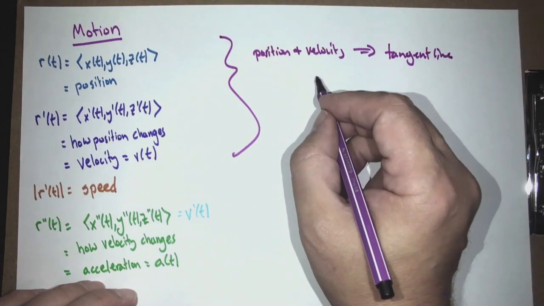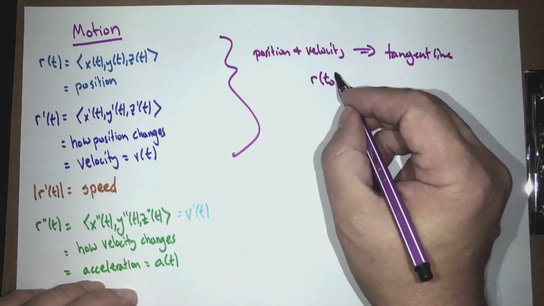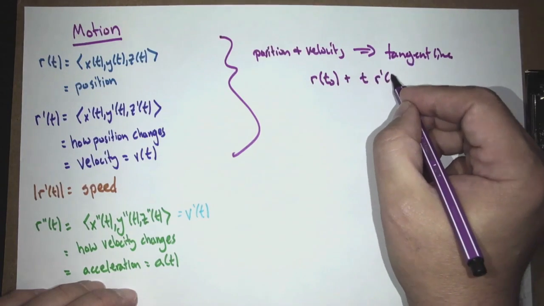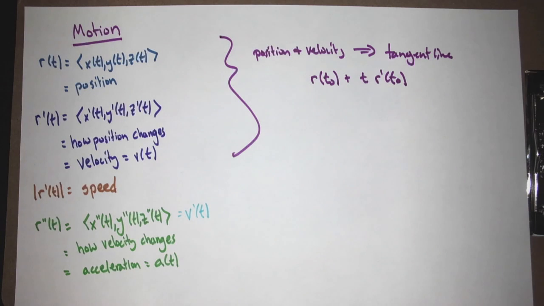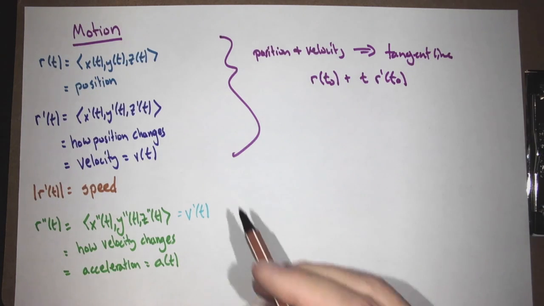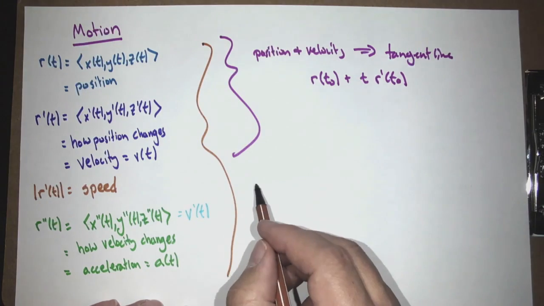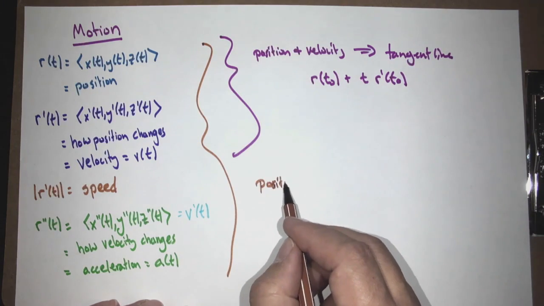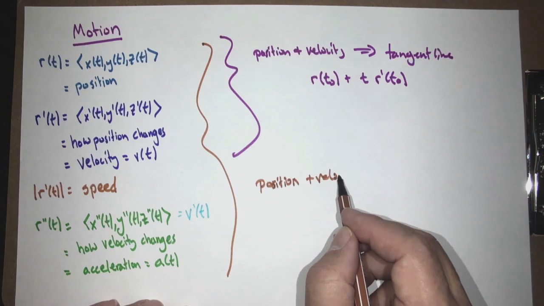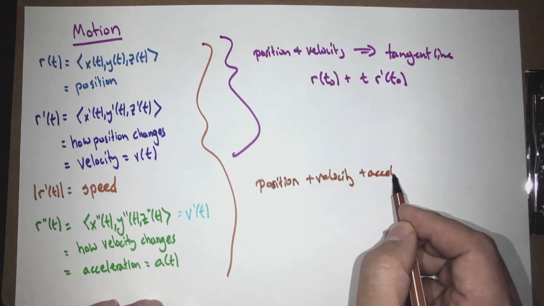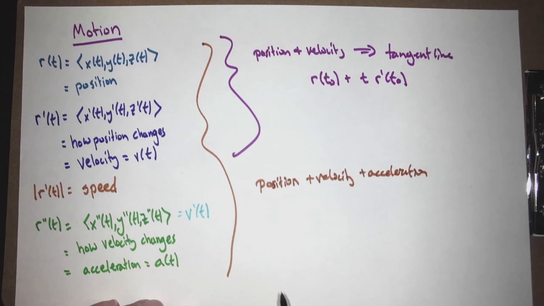And okay, so that's the r of some initial time plus t r prime of some initial time. Okay, so we can do that. But you might say, can we go further? Well, yeah, sure, we can do that. Here we go. We can actually combine all three ideas. We can combine position plus velocity plus acceleration. And we have to think about how we are going to do it.